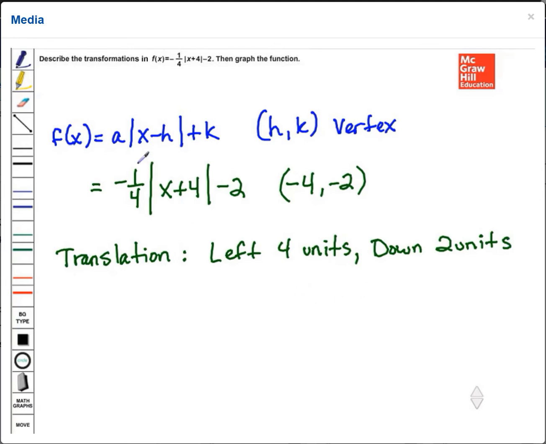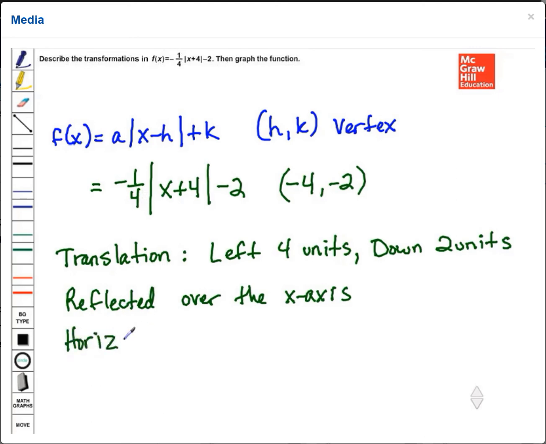Now let's go ahead and address this negative 1/4. Because it's negative, we're going to say that this has been reflected over the x-axis. And because it's 1/4, which is a number between 0 and 1, a fraction, this also has an effect which causes it to have a horizontal stretch when compared with the absolute value of x. So let's go ahead and do a quick sketch of this graph.